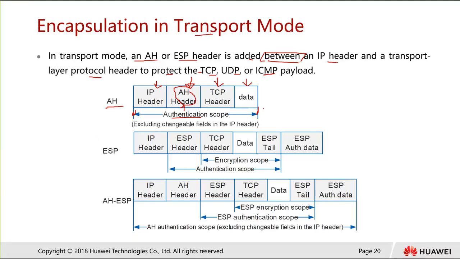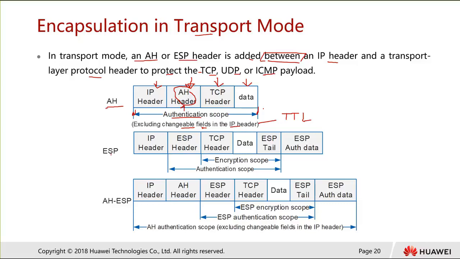Alright, so including the IP header, some of the changeable fields are not included, for example TTL. If the packet goes through many hops, as we know, the TTL value will gradually decrease, and after that, if you recalculate the IP header, it will be a different value.